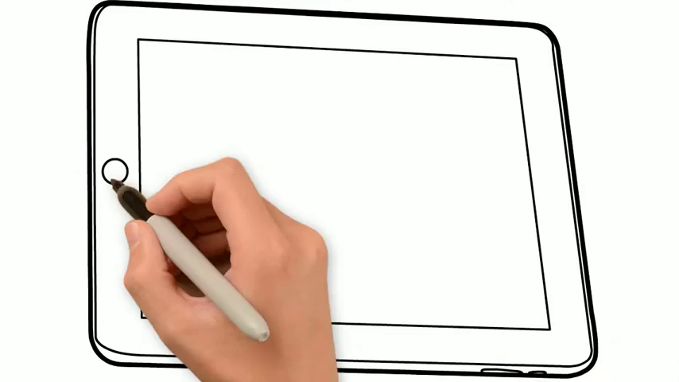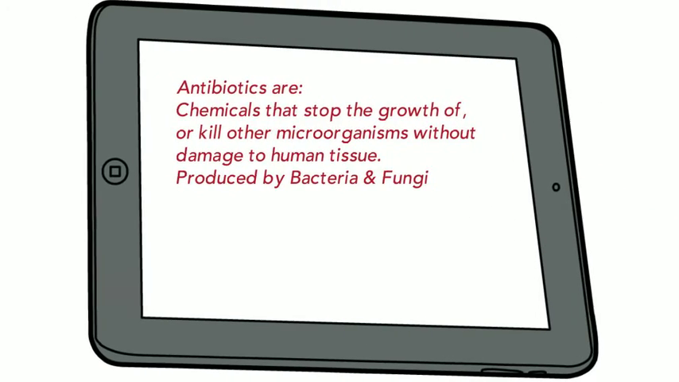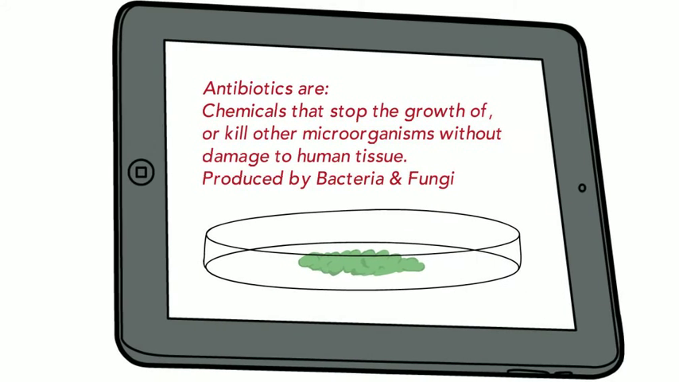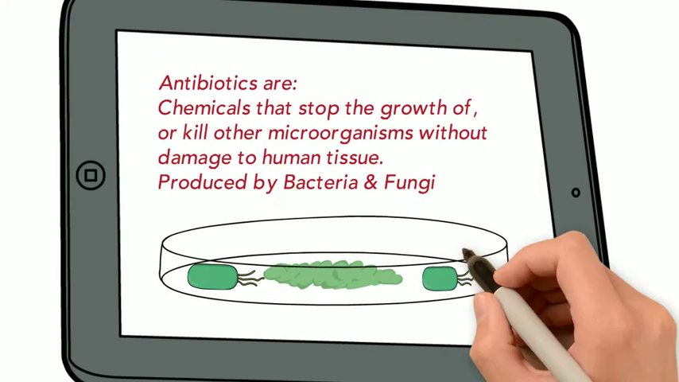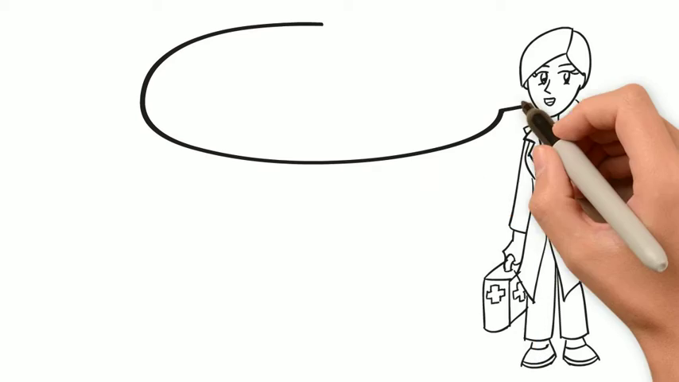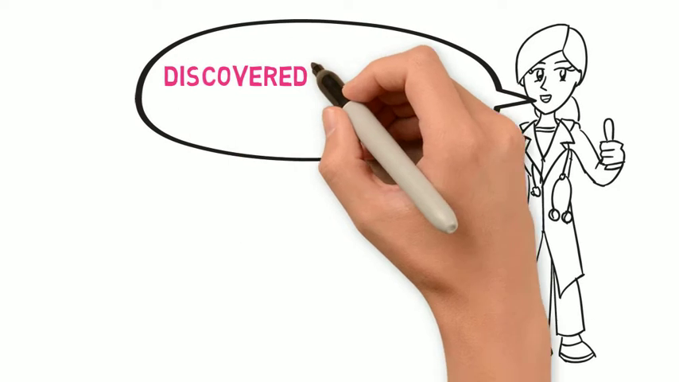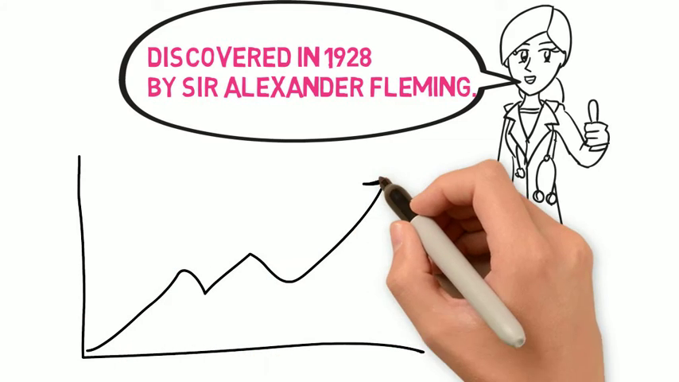Antibiotics are those chemicals that stop the growth of or kill other microorganisms without causing damage to human tissue, and they're produced by bacteria and fungi. Just for your information, they were first discovered in 1928 by Sir Alexander Fleming, but their use did not really take off until the Second World War.